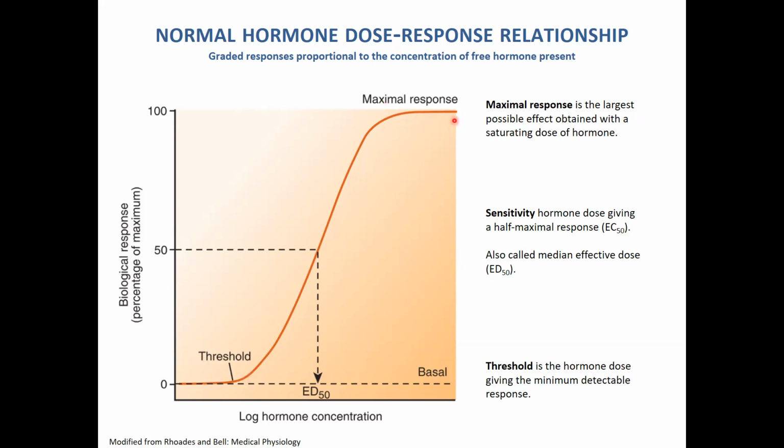Here's the maximal response. This is the largest possible effect that can occur with a saturating level of hormone. Now, this doesn't mean that all your receptors are bound. For instance, in some peptide hormone receptors, only 5 to 10% of those receptors are bound with hormone to get a maximum response. And we also have the sensitivity, the EC50, also called the ED50 or effective median dose. This is the dose of hormone that elicits 50% of the maximum biological response.